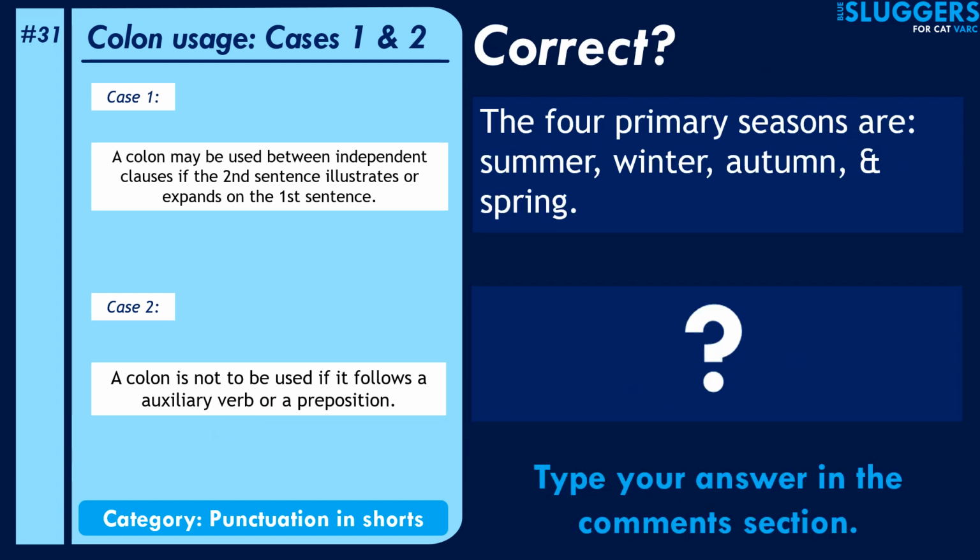Okay, so a sentence for you to try. The four primary seasons are colon, summer, winter, autumn, and spring. Do you think this sentence is correct? If yes, type yes in the comment section. If you think it is not, well, type your version of the rectified sentence in the comment section.